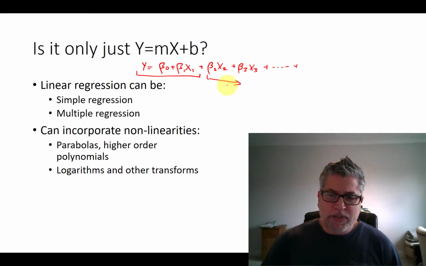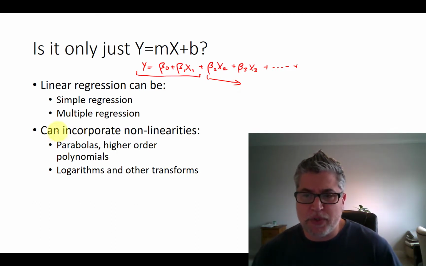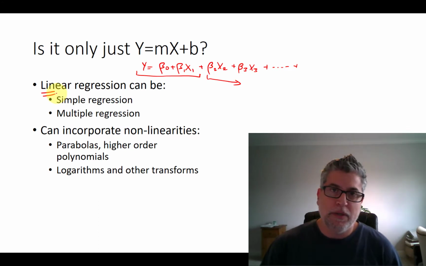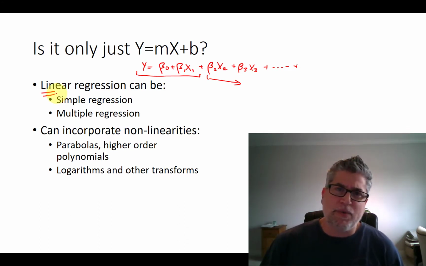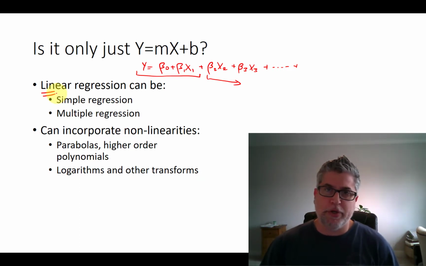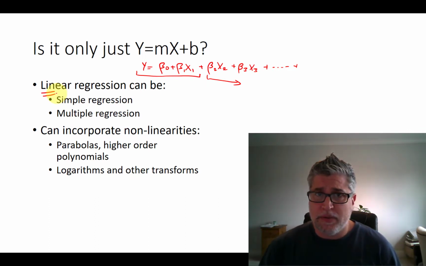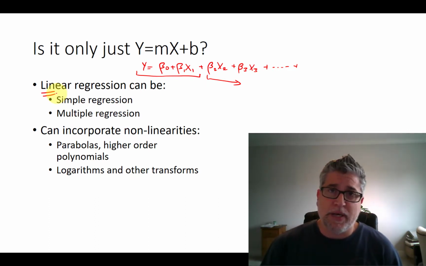Now, people are also still bothered by the idea that we're doing something called linear regression. I've had very smart people say, well, you think the world is linear. I had a dean that said that once, long time ago. He didn't know what he was talking about.